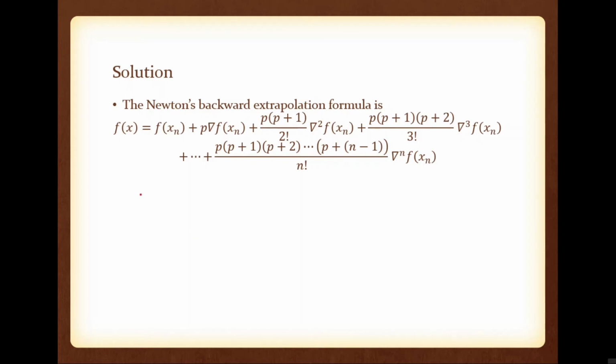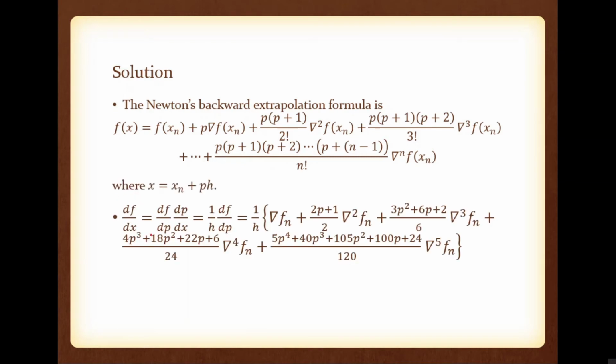So we are going to find the differentiation. So what is df by dx? df by dx is equal to df by dp into dp by dx. We are familiar with this term, where dp by dx is equal to 1 by h. The reason is xp is equal to xn plus ph. If you are taking its differentiation with respect to p, we have h. So dx by dp is h, or dp by dx is 1 by h. So this term is 1 by h.